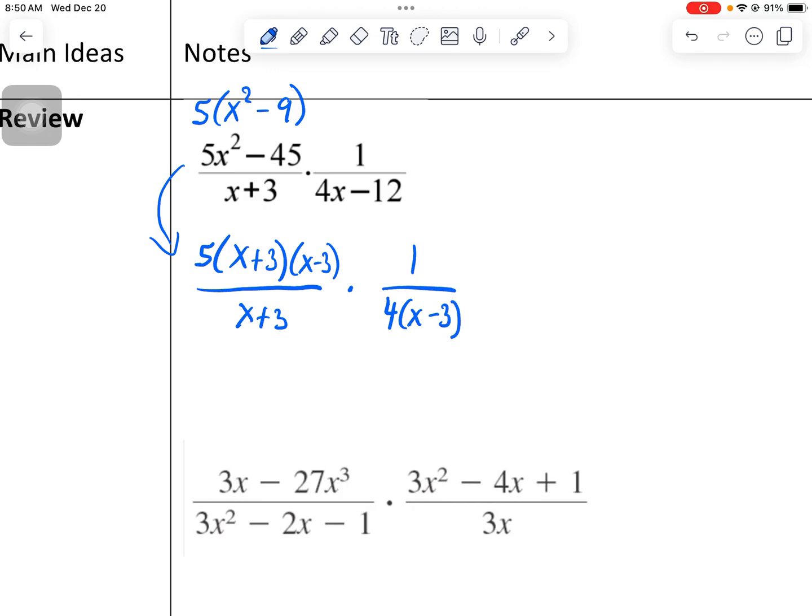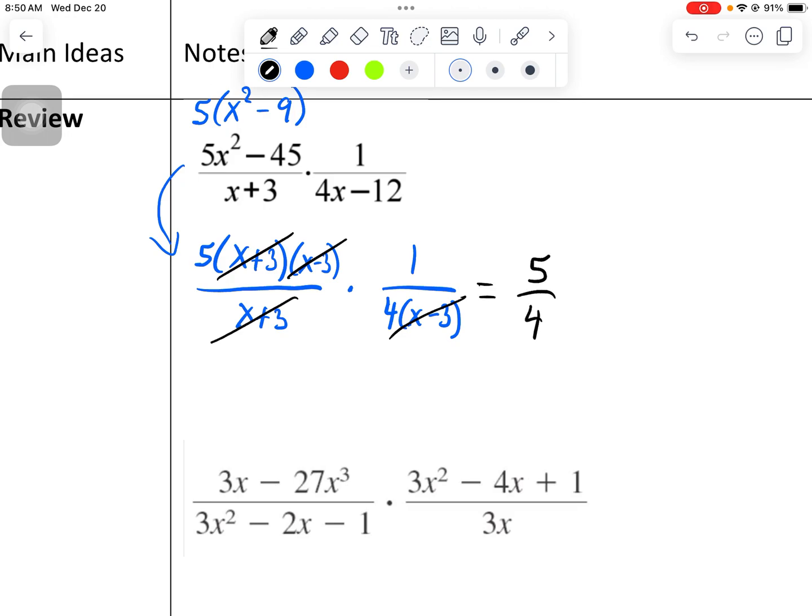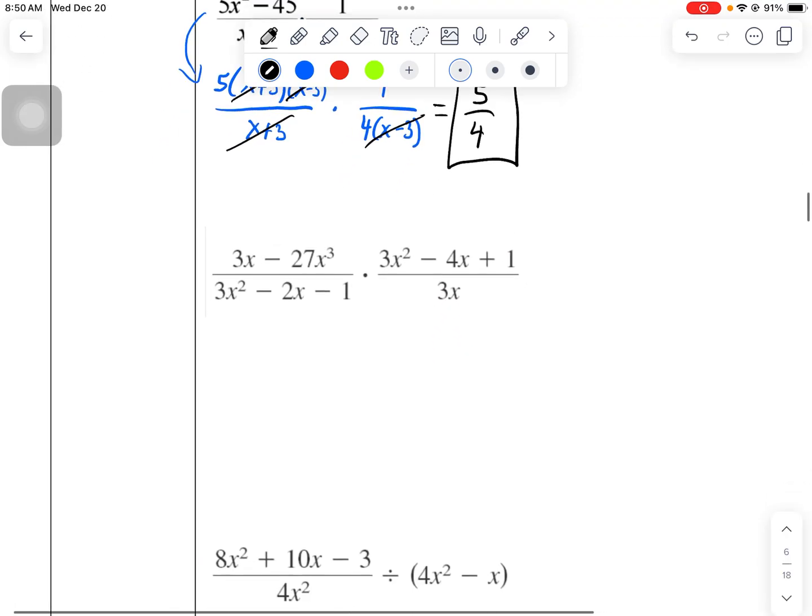And now before we even combine these, we can go ahead and start crossing things out that we see in common. So we have an x plus 3 and an x minus 3. So this one reduces to 5 times 1, which is 5 over 4. And there's our answer on this one.